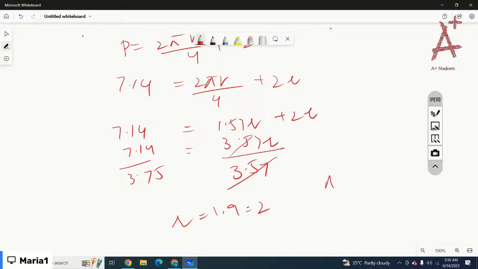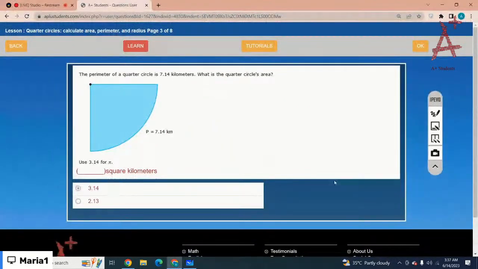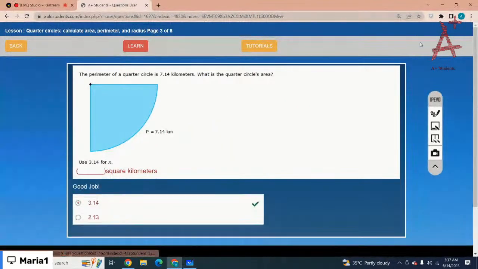Now you just have to calculate the area. So you can calculate the area of the quarter circle. That would be pi r square divided by 4. So it would be 3.14. Got it? Because 2 square is 4 and the 4s cancel out, so you are left with just 3.14. Option number 1 is the correct option. Got it?